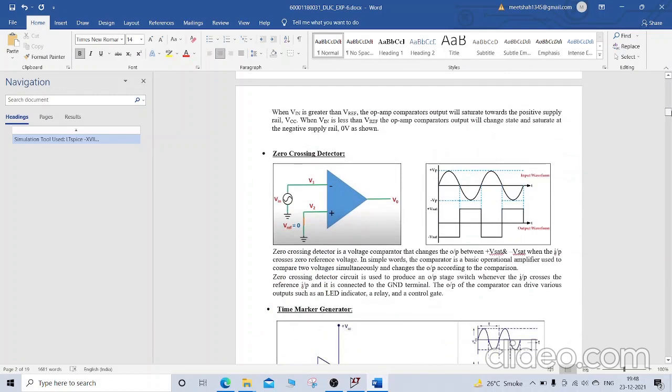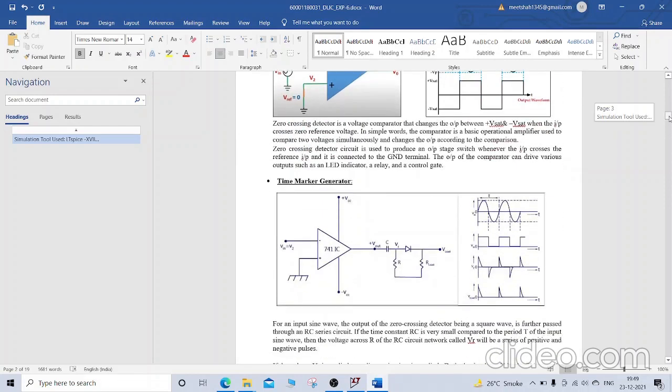Zero crossing detector. A zero crossing detector is a voltage comparator that changes the output between positive Vsat and negative Vsat when the input crosses the zero reference voltage. In simple words, the comparator is a basic operational amplifier used to compare two voltages simultaneously and change the output accordingly. A zero crossing detector circuit is also used to produce an output state switch whenever the input crosses the reference, and it is connected to the ground terminal. The output of the comparator can drive various outputs such as an LED indicator, a relay and a control gate.